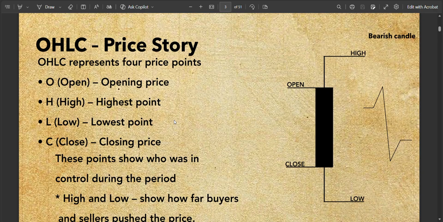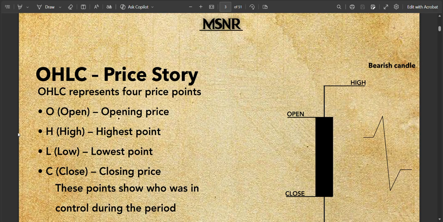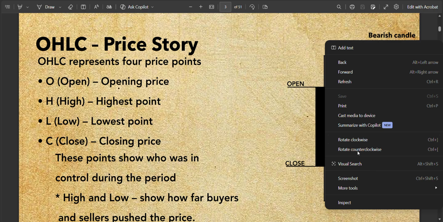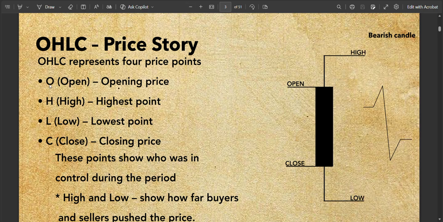Once we come to MSNR, we come with these terminologies here: open, high, low, close, the price story. O is for open, H is for high, L is for low, and C is for close. Like that, the price story. So O is open, the opening price. H is high, the highest point. L is low, the lowest point. C is close, the closing price.